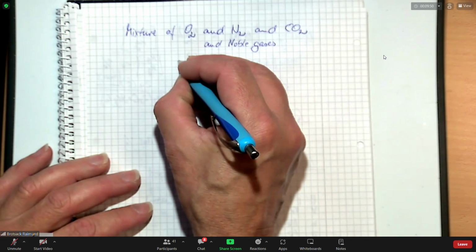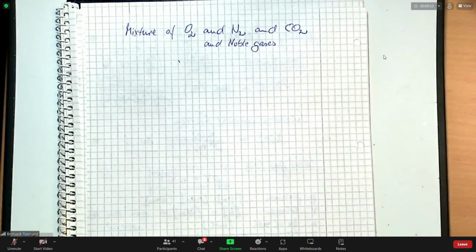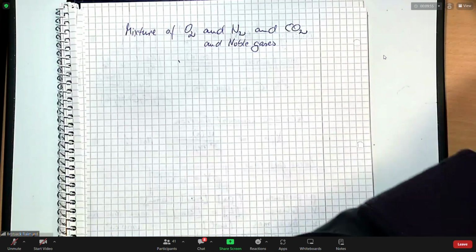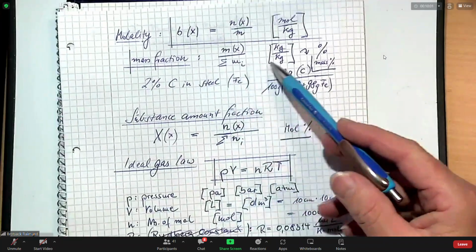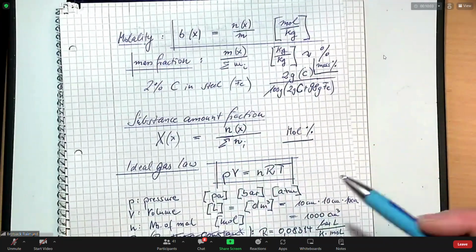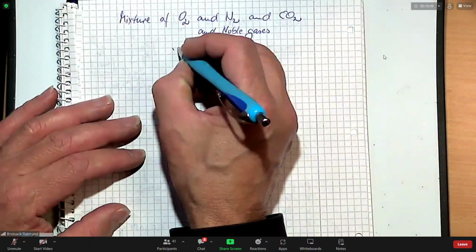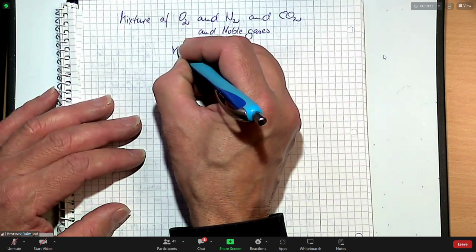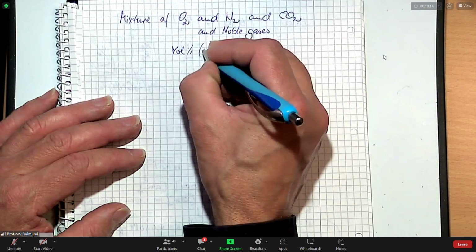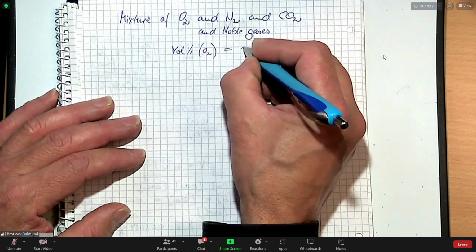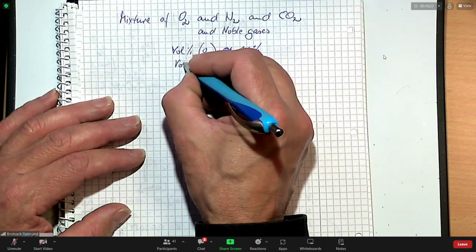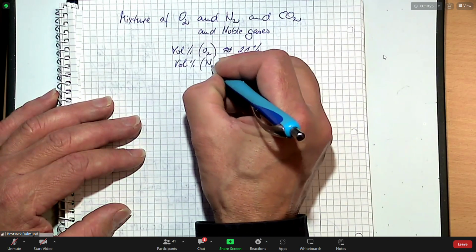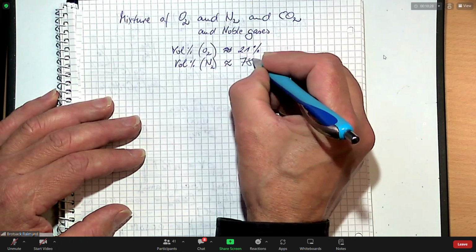So the concentration now, sorry, is now in percent. We talk about percent. So we have here mass percent or mole percent or volume percent. We now talk about volume percent, liter per liter. So the volume percentage of oxygen in atmosphere is 21%. The volume percent of nitrogen is about 78%.